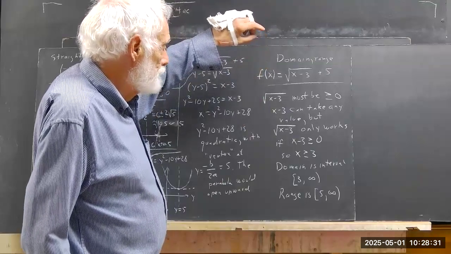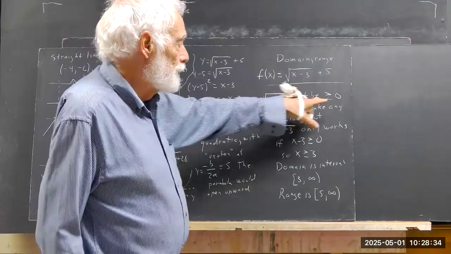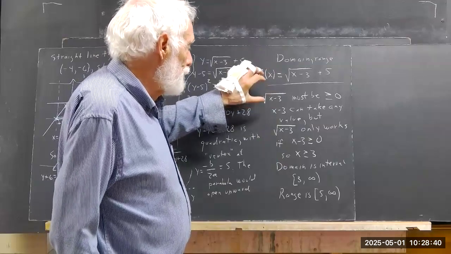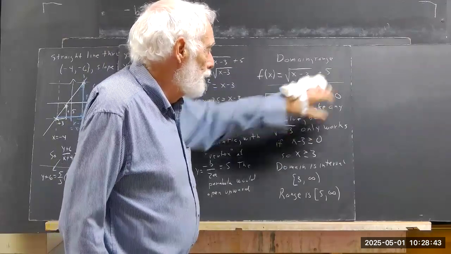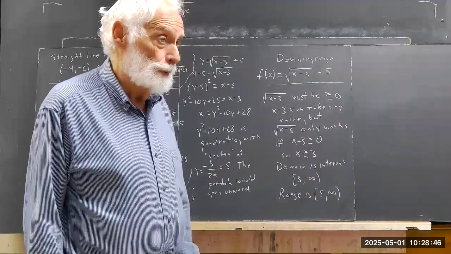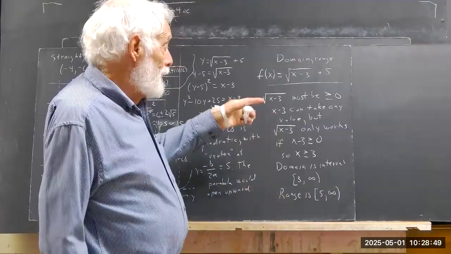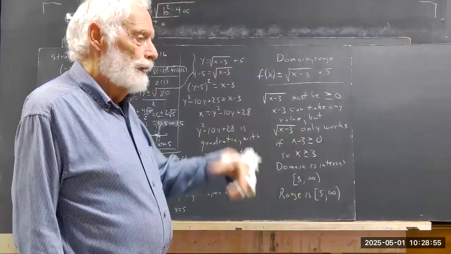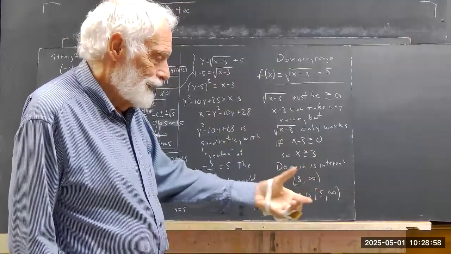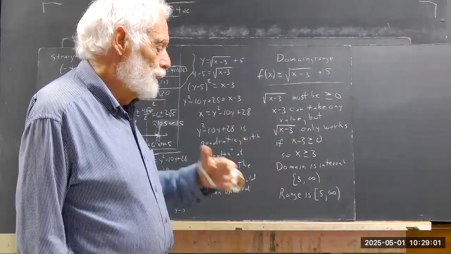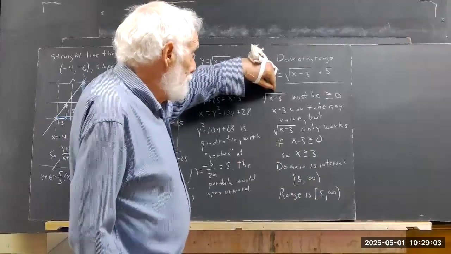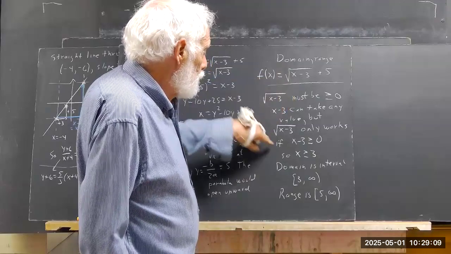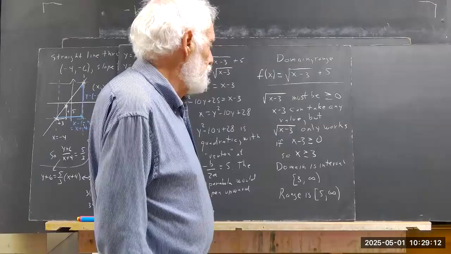Okay. So the square root of x minus 3 has to be greater than or equal to 0, and what's inside here has to be greater than or equal to 0. When you take a square root, you can't get a negative number, because if you multiply a negative by a negative, you get a positive. So x minus 3 can take any value, but it only works if x minus 3 is greater than or equal to 0.